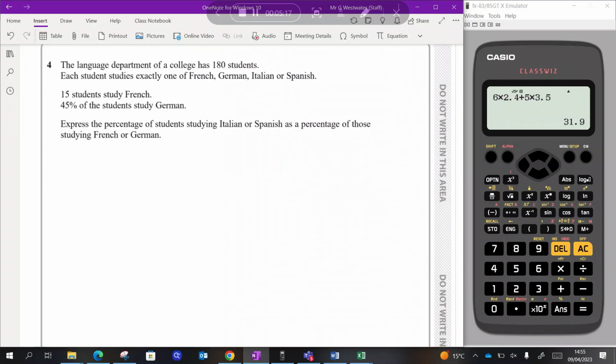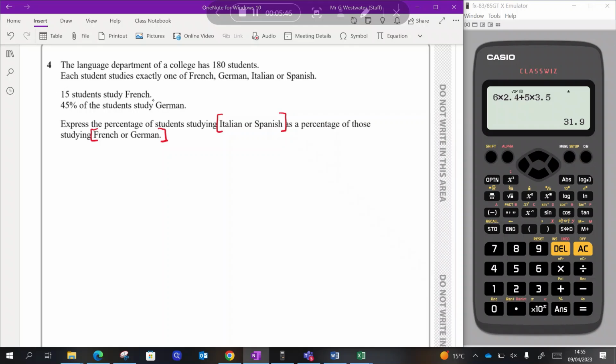The language department of a college has 180 students. Each student studies exactly one of French, German, Italian or Spanish, and 15 students study French, 45% of the students study German. Express the percentage of students studying Italian or Spanish as a percentage of those studying French or German. So first we need to work out the number of people studying Italian or Spanish, and we need to work out the number studying French or German.